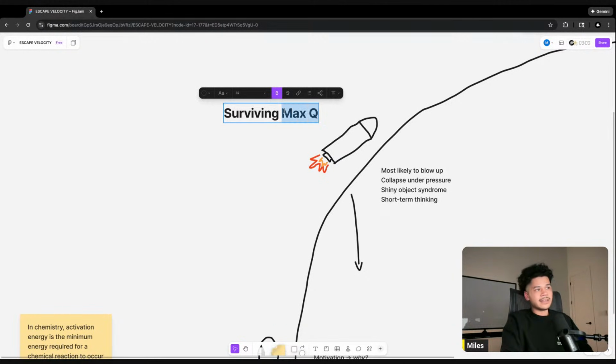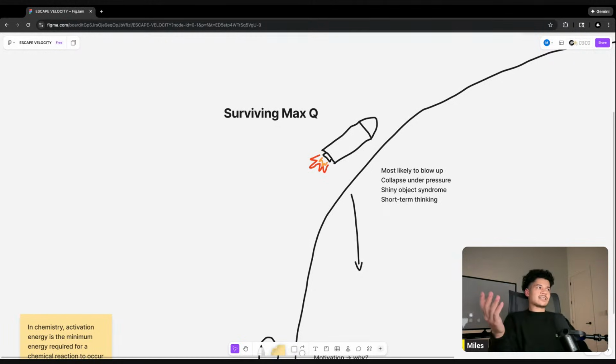And so once on that way up, by the way, let's go back to max Q. Max Q, again, is the hardest part of the entire journey. This is when the rocket is most likely to blow up and collapse under pressure. Again, if you use this as a metaphor for, let's say working out, it's those days where you wake up and working out is literally the last thing in the world that I want to do right now. Like literally the last thing, right?